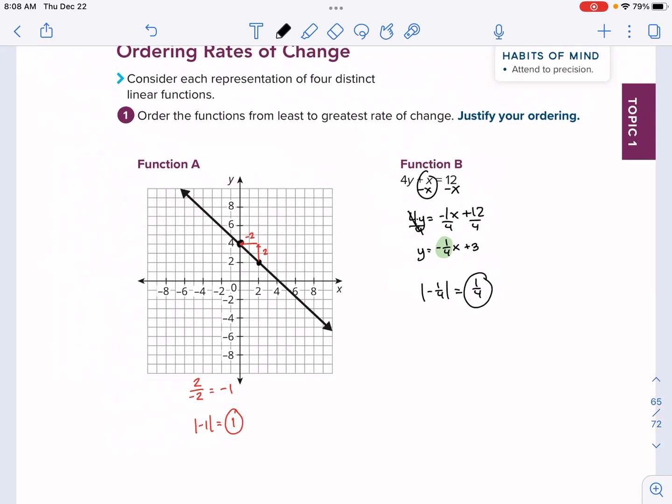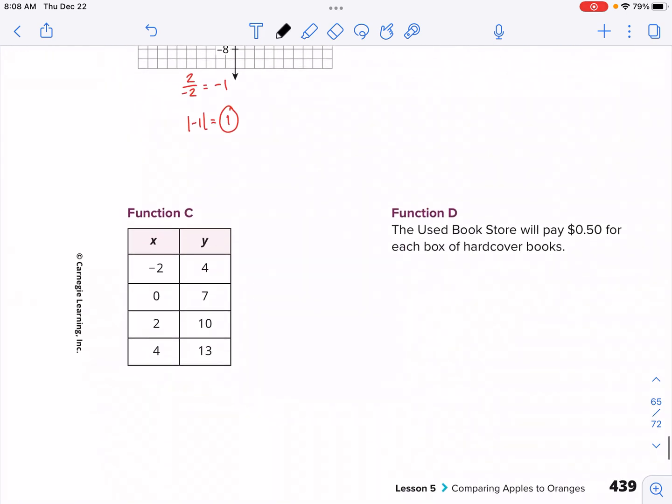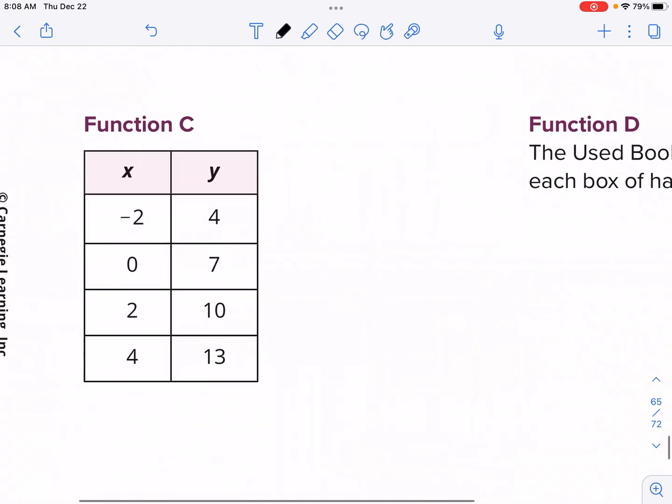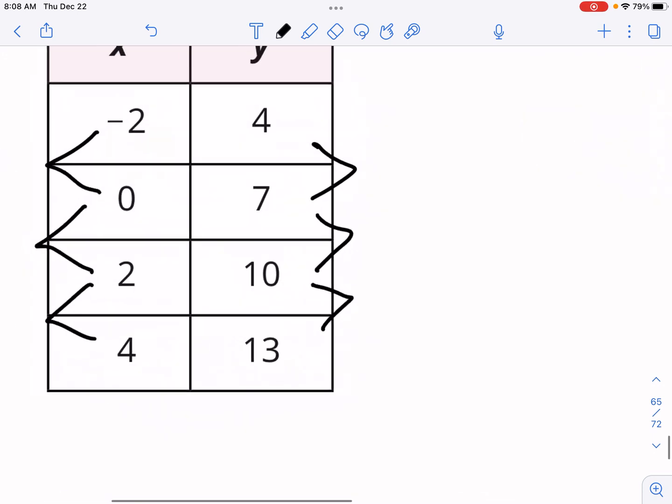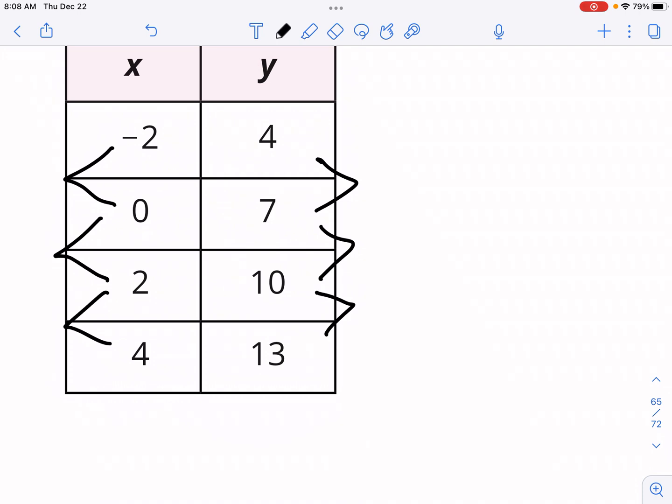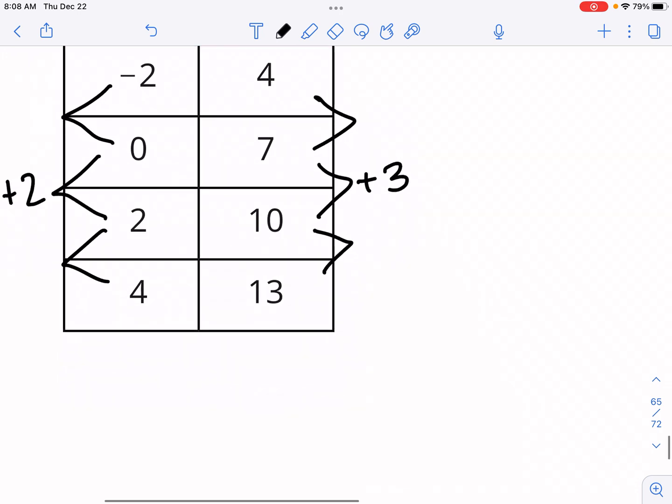Okay, and let's now move on to function C, the table. I know that we can figure out each first difference, but I'm going to use just one of them. It actually doesn't matter which one you use if we know that it's linear. I'm going to choose the second to the third row. So from 0 to 2, that's plus 2. From 7 to 10, that's plus 3. So we know it's always y over x. So that means it's going to be 3 over 2. And that we can't simplify any further. We're going to just keep it like that.